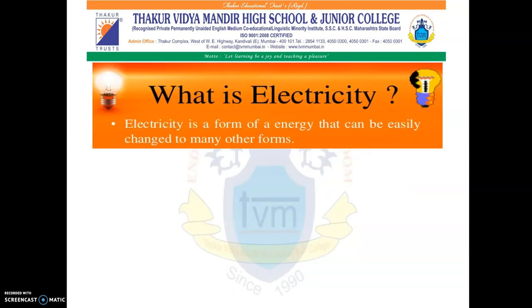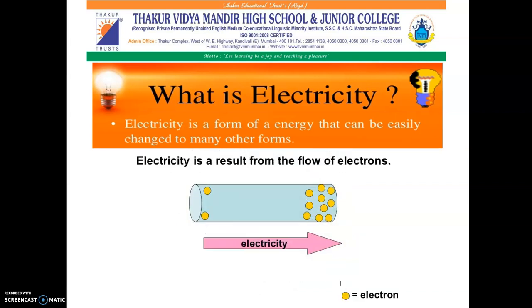What is electricity? Electricity is a form of energy that can be easily changed to many other forms. In simple words, I can say electricity is the result from the flow of electrons, as you can see over here in the picture. When the electrons are moving, you can say there is an electricity. It results from the flow of electrons only.